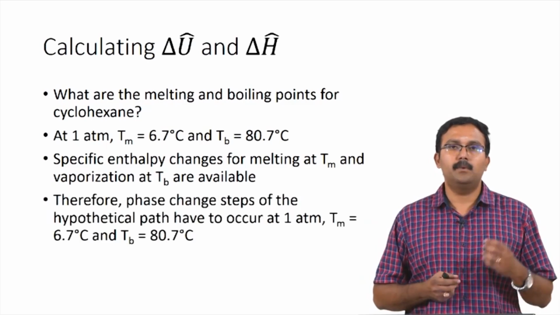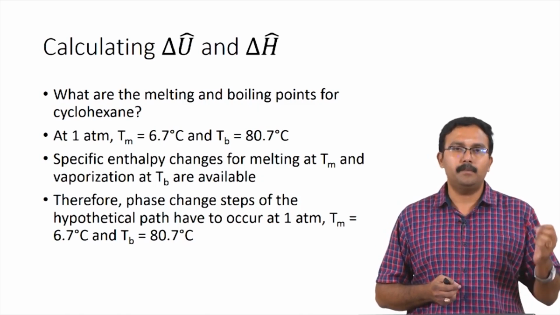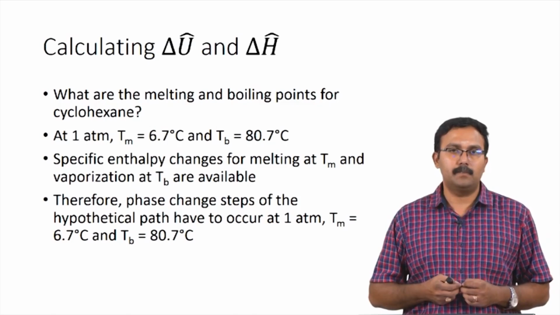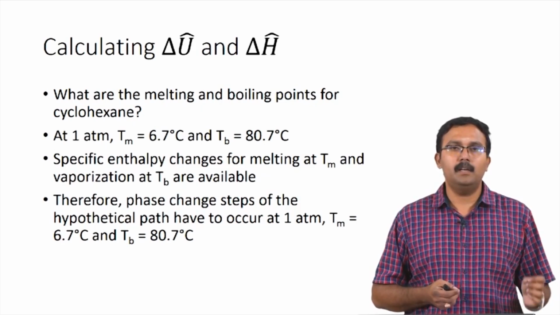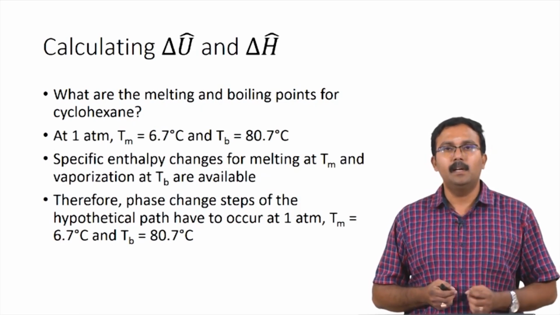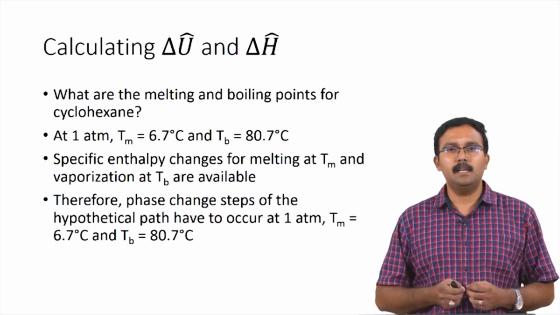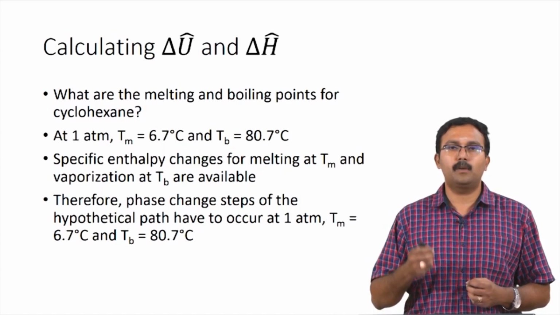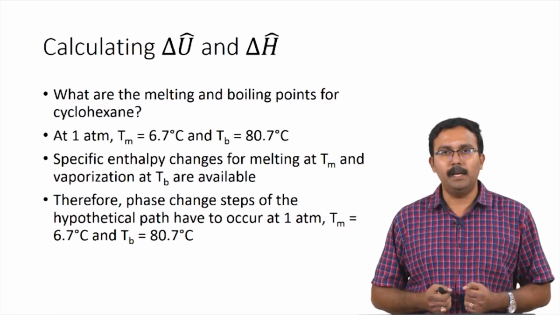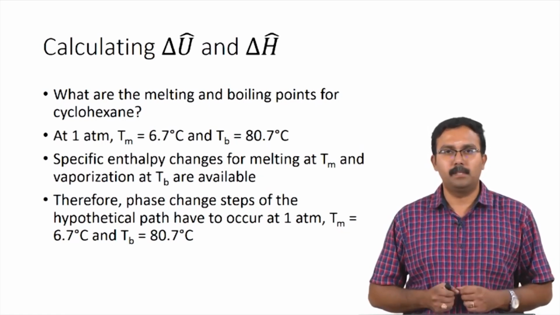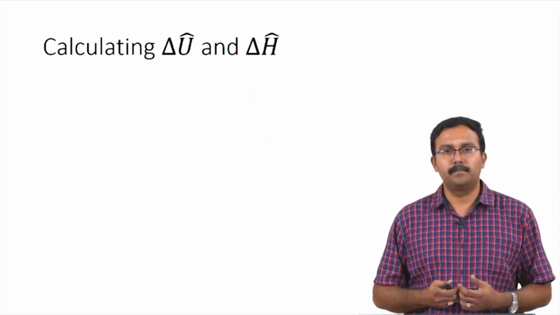So, the phase change steps would have to happen at 1 atmosphere and melting point of 6.7 and boiling point of 80.7. This means that when cyclohexane solid is getting converted to cyclohexane liquid, that has to happen at 1 atmosphere and 6.7 degree Celsius, and cyclohexane liquid to cyclohexane vapor has to happen at 1 atmosphere and 80.7 degree Celsius. So, the hypothetical path that you build would have to have these two steps. Now, let us see how we can construct this hypothetical path.